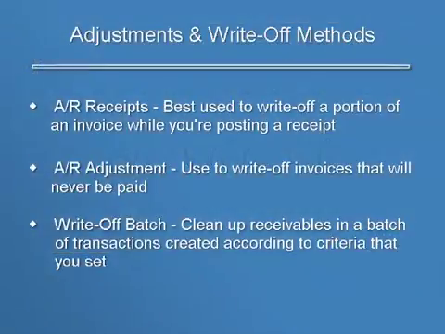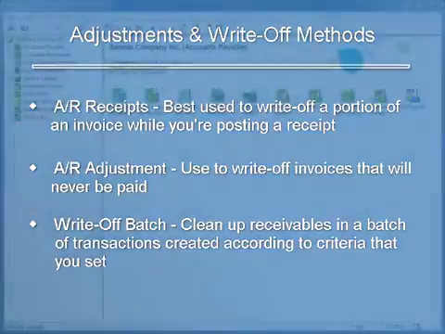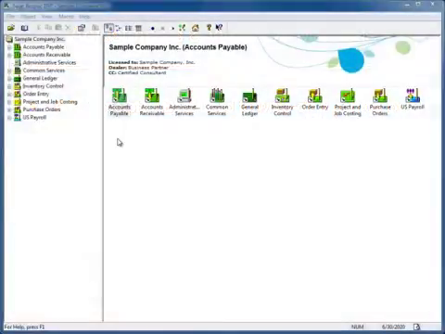These methods are the AR receipts method, which is best used when you need to write off a portion of an invoice as you're posting a customer's receipt, the AR adjustment method for invoices that you've determined will never be paid, and the write-off batch method to clean up your open receivables in a batch of transactions subject to criteria that you set. So now let's jump in and get started.